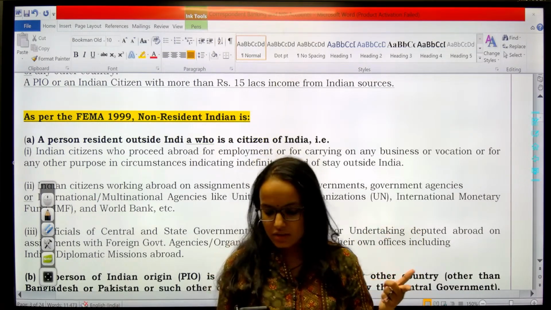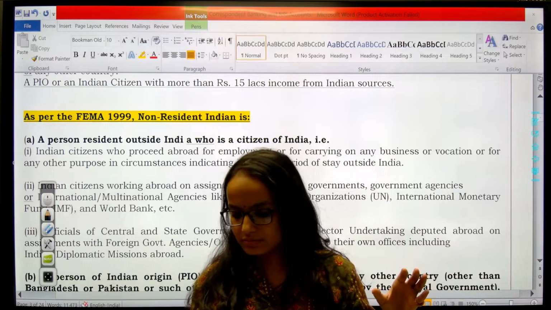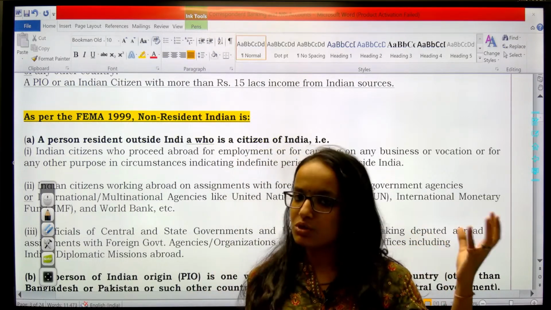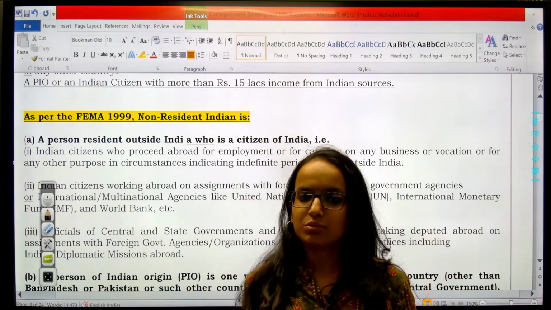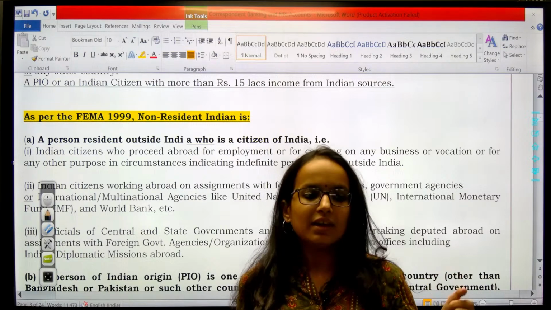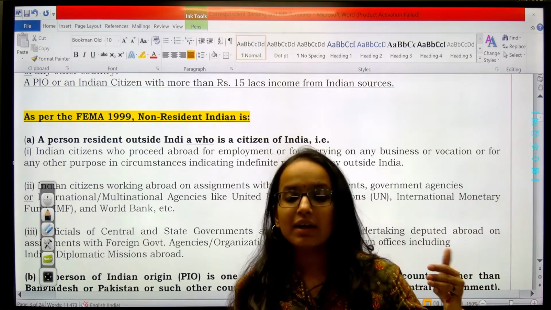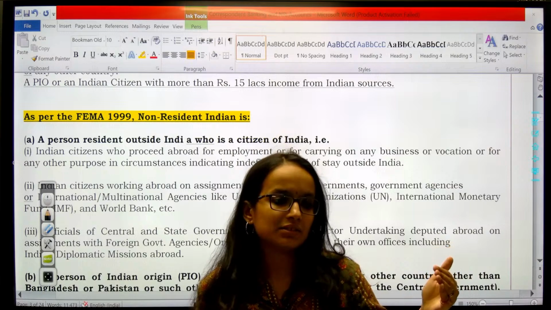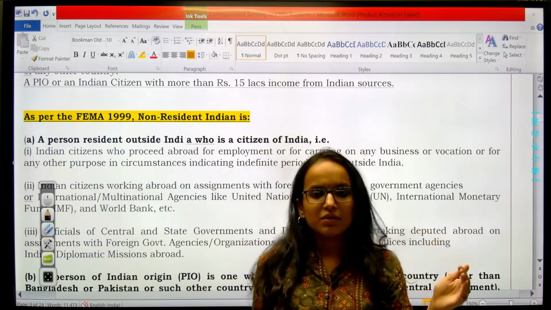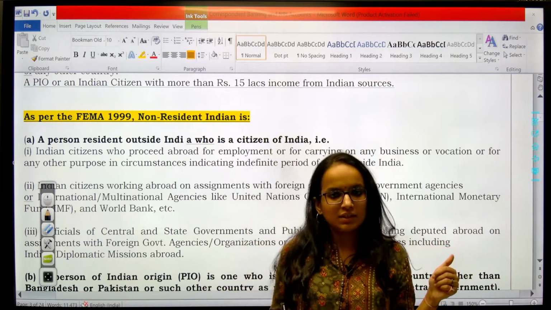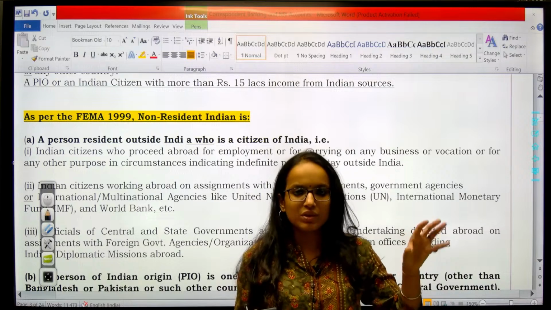So in the last two classes we have done what is correspondent banking, and what are the types of correspondent accounts. In the last class, we did all the definitions of PIO and NRI as per the Income Tax Act 1961, and also as per the Foreign Exchange Management Act 1999, right? So this is what we have done earlier.